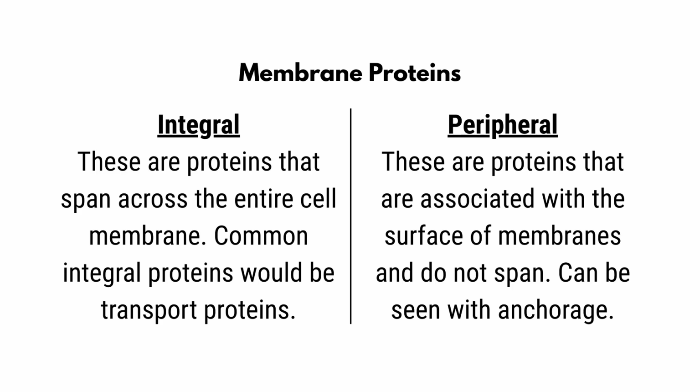Now let's talk about the integral versus peripheral proteins. These are both types of membrane proteins. The key difference is that integral proteins are the ones that span across the entire cell membrane between all phospholipids, and common ones of integral proteins would be transport proteins. Obviously, they need to move things in and out of the cell. But on the contrary, peripheral proteins are ones associated on the surface of the membrane rather than spanning across the entire one. And this can mainly be seen through the anchorage and adhesion.